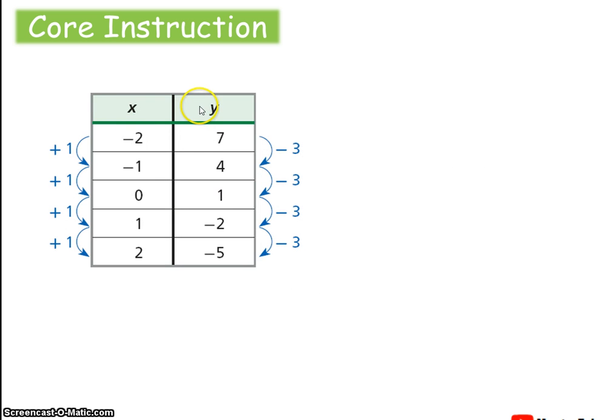So in this case, this table of a linear function, the x values are increasing by 1 each time. Now, as each x value is increasing by 1, the y values are decreasing by 3. So because they have that constant change in x values and the constant change in y values, that makes this a linear function.